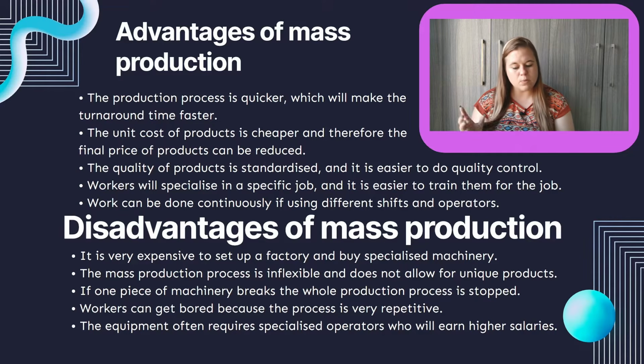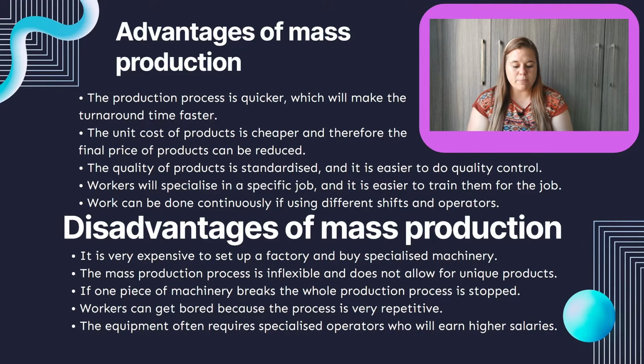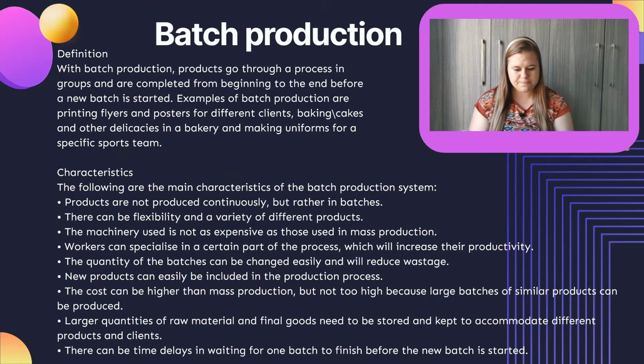If one piece of machinery breaks, the whole production process is stopped. Why? Because it's continuous. So therefore there's one break. Let's look at it like a circle. If there's one break in the circle, it can't continue to flow. The equipment often requires specialized operators who will earn higher salaries. So it's going to be quite expensive.